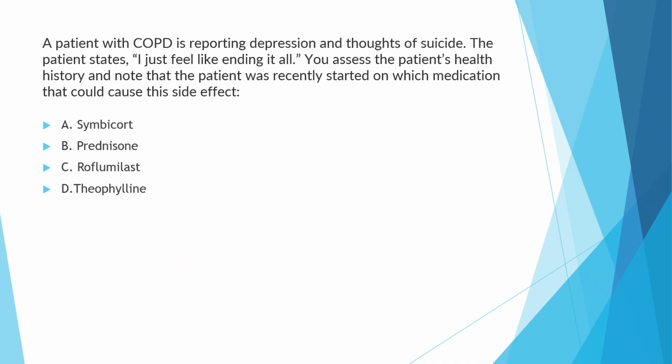Yes, so the answer is going to be C, roflumilast. We did discuss that in our medication slide. Roflumilast is a selective phosphodiesterase 4 inhibitor that is used to prevent COPD flare-ups. Like I said, its side effects can include unexplained weight loss, cough, diarrhea, and thoughts of suicide. So it's very important to monitor patients on this medication for those thoughts of suicide.